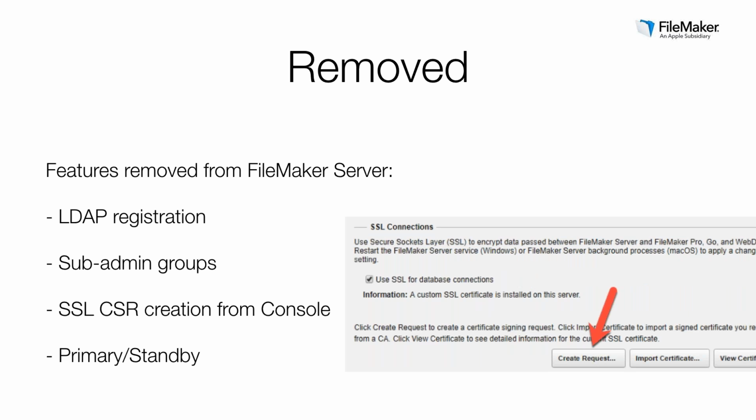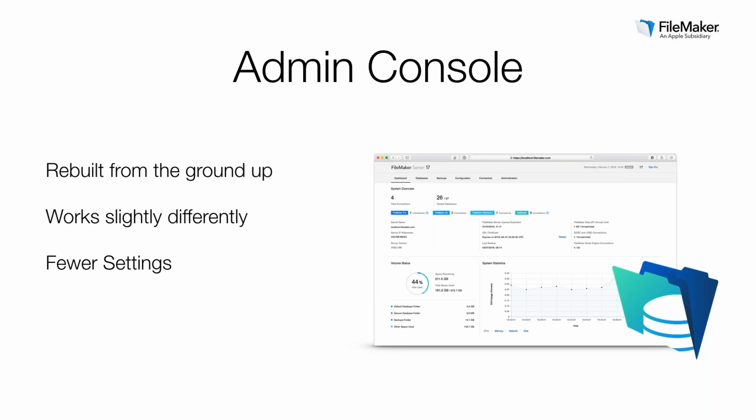And also no longer in the admin console is the ability to generate a certificate signing request for your SSL certificate, right? The screenshot is from the old admin console. So that particular part of the UI is no longer available in the admin console. And lastly, the feature to set up a primary and a standby FileMaker server has also been removed from FileMaker Server 17, right? So these are the things that are gone.